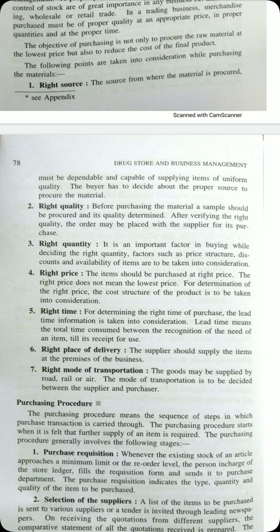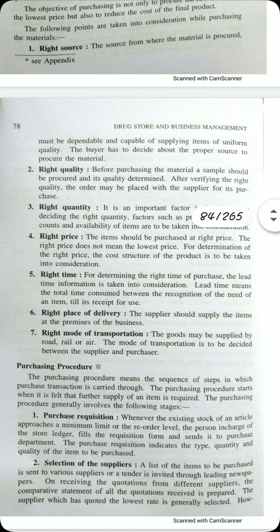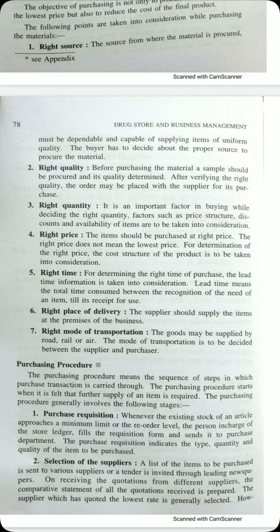right place of delivery, meaning the supplier should supply the items at the premises of the business. And the last one is right mode of transportation. The materials, the products, the goods are supplied by railway, by road, or by air, meaning by aeroplane. So the mode of transportation is to be decided between supplier and purchaser. They decide how to supply the material, how to supply the goods.